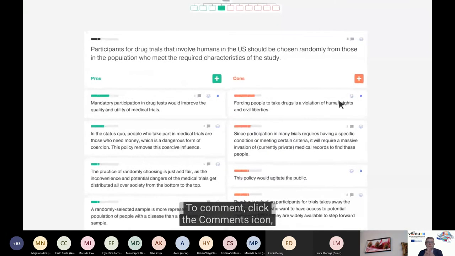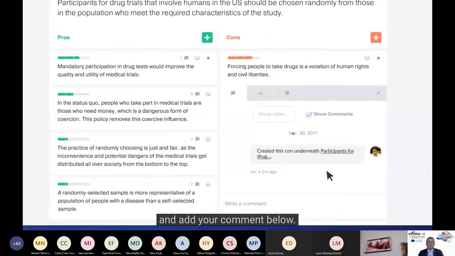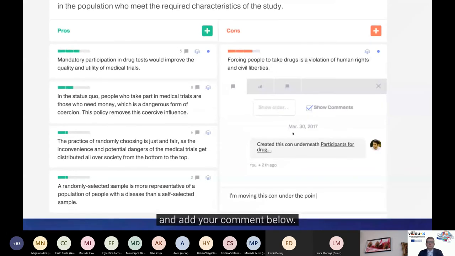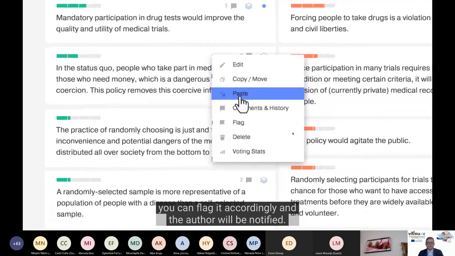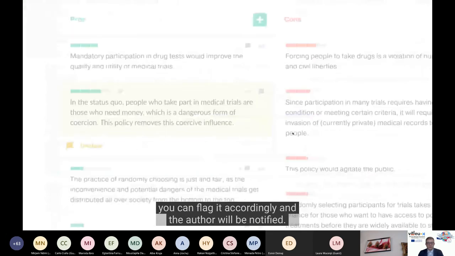To comment, click the comments icon and add your comment below. If you spot a claim that you think requires clarification, you can flag it accordingly and the author will be notified.